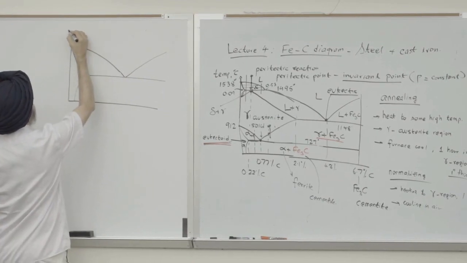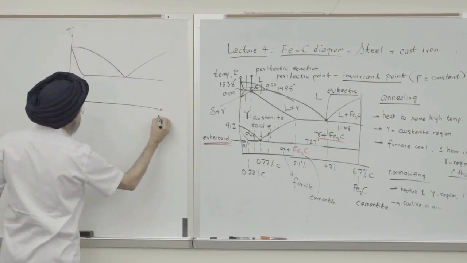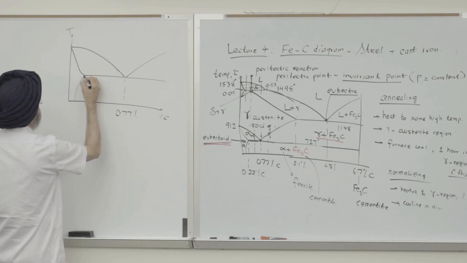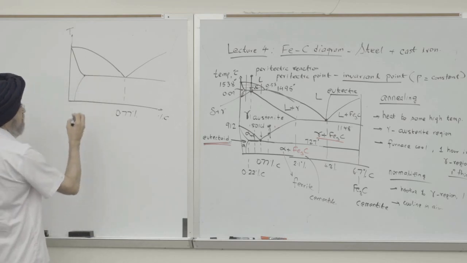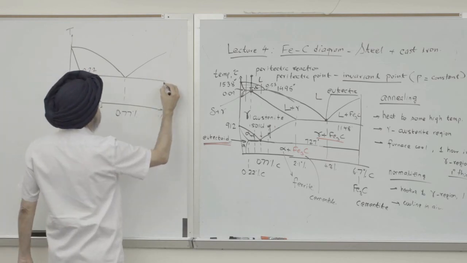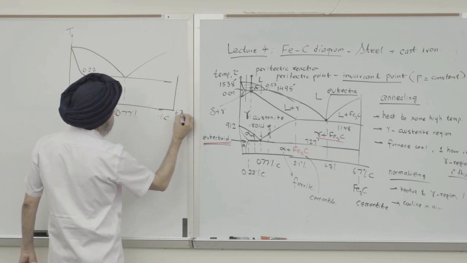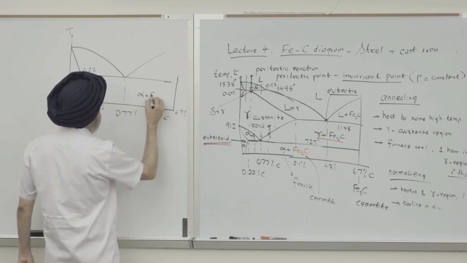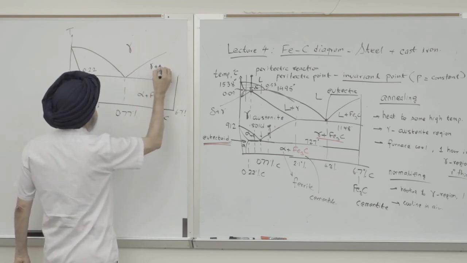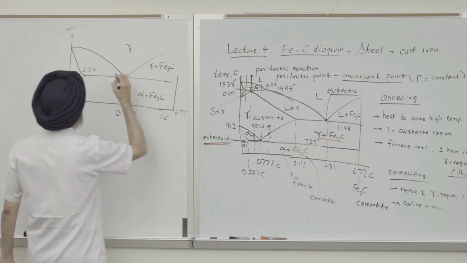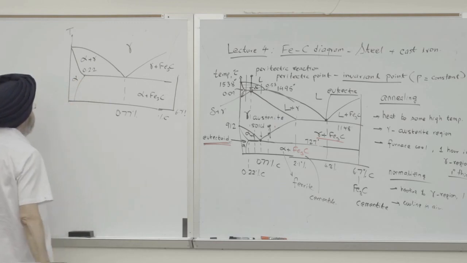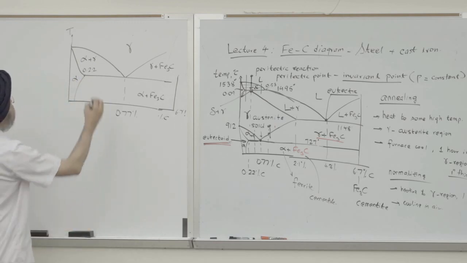So this is temperature, this is percent carbon, this is 0.77% carbon, this is 0.022, and somewhere down here is 6.7%. This is alpha plus Fe3C. This is the austenite. This is gamma plus Fe3C. This is alpha plus gamma, and this is alpha. So this is our eutectoid.